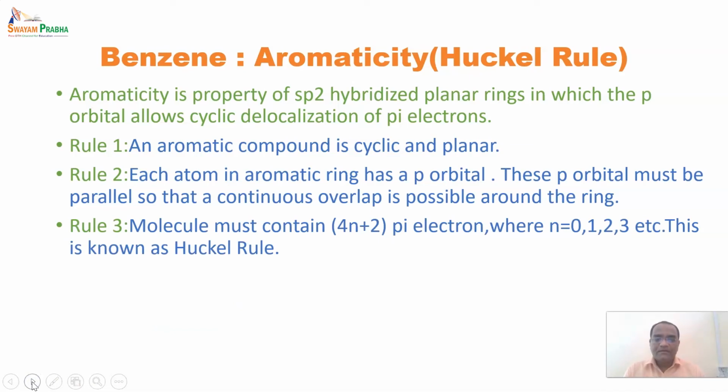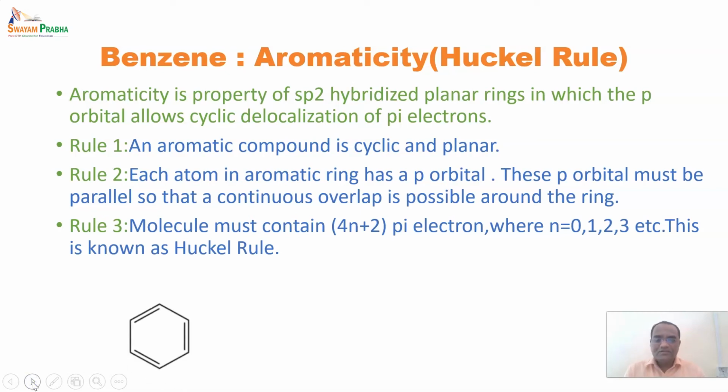After that, rule 3: it should satisfy Huckel's formula, that is 4n plus 2 pi electrons, where n equals 0, 1, 2, 3, etc. And it should be an integer. So the value of n, whatever we get, should be 0, 1, 2, 3, 4, etc. After that only is the molecule said to be aromatic. Such a rule is said to be Huckel's rule. The compounds which obey Huckel's rule are said to be aromatic in nature. Along with this, all the rules apply: it should be cyclic and planar, with continuous delocalization of pi electrons and continuous overlap of p orbitals.